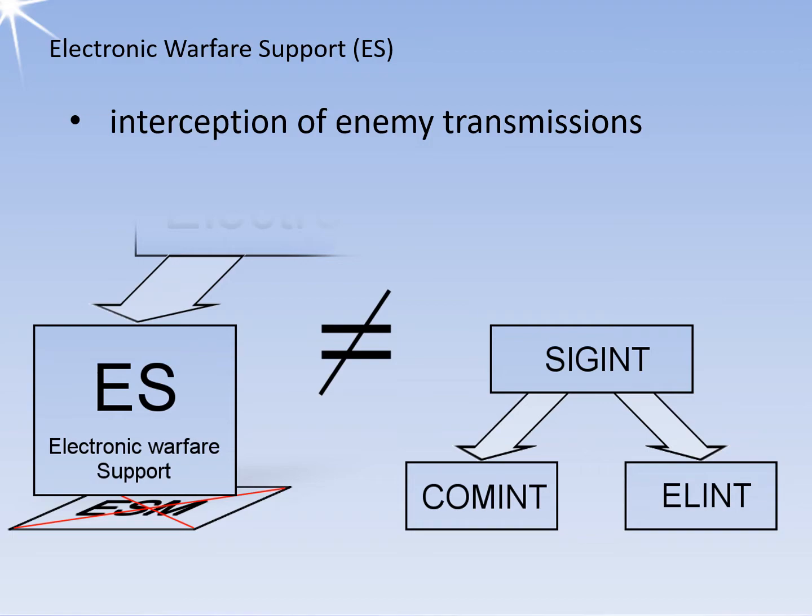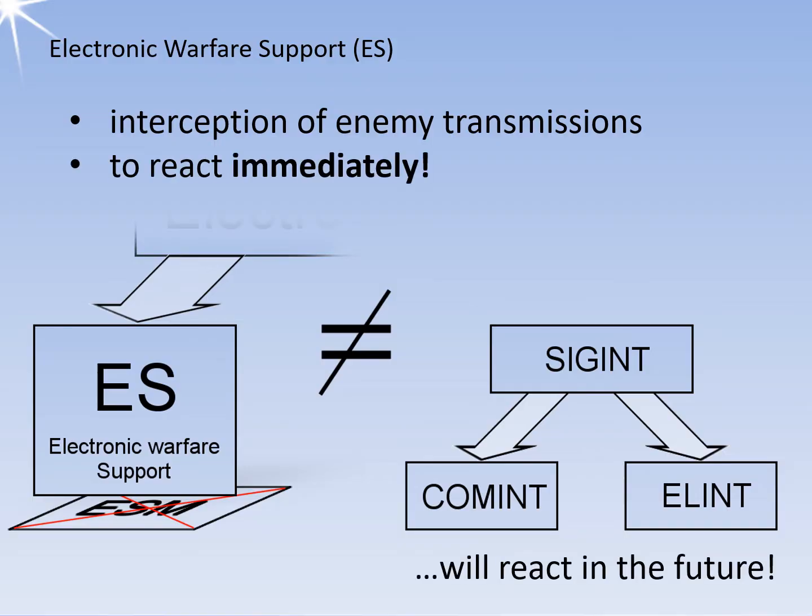Signals intelligence, abbreviated to SIGINT, is the process of analyzing and identifying intercepted transmissions from sources such as radio and microwave communication, mobile phones, or radar. SIGINT includes communications intelligence, abbreviated to COMINT, and electronic intelligence, abbreviated to ELINT. Although all these areas involve the interception of enemy transmissions, the distinction lies in the purpose for which the transmissions are intercepted. As the complexity of signals increases, the line between these areas becomes increasingly blurred.